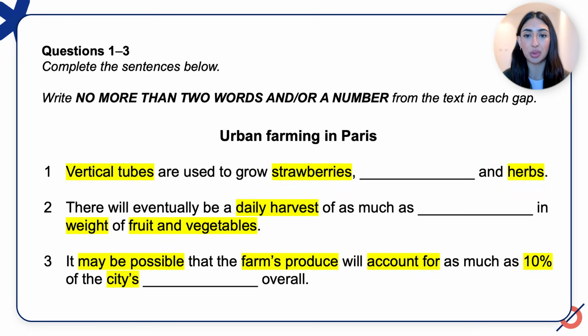Here are the sentences with the keywords highlighted. Our next step is to scan the text for the relevant section. Here's a top tip. To look for the correct part of the text, you need to use synonyms or paraphrase versions of those keywords that you highlighted. The words in the text won't always be exactly the same as they are in the sentences.